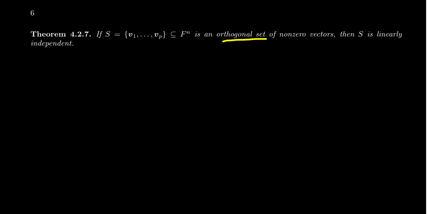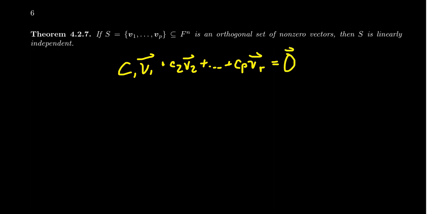And this is a pretty cool argument. If we were trying to show that these vectors are linearly independent, we have to take some scalars, like c1 v1 plus c2 v2 all the way down to cp vp, and set this equal to the zero vector. If you want to show this set of vectors is linearly independent, we then check, are there any linear combinations that produce the zero vector?